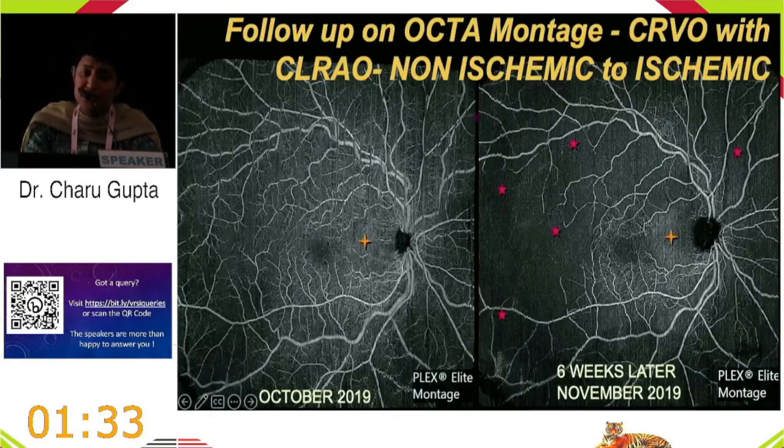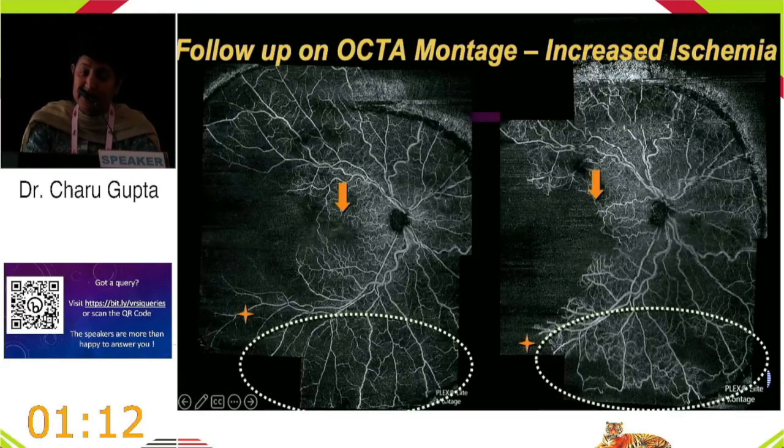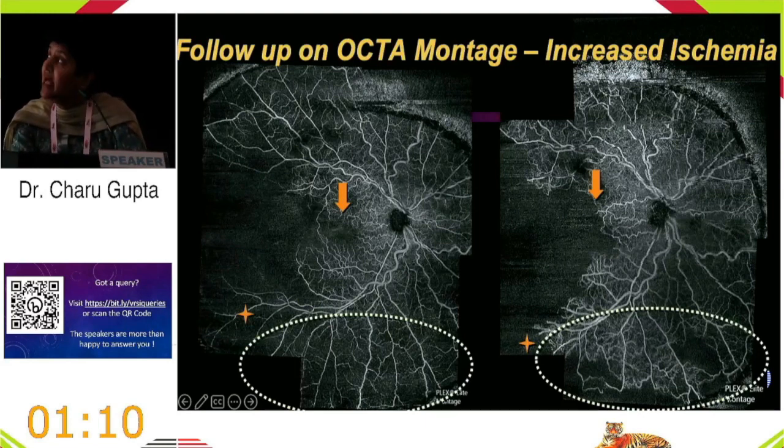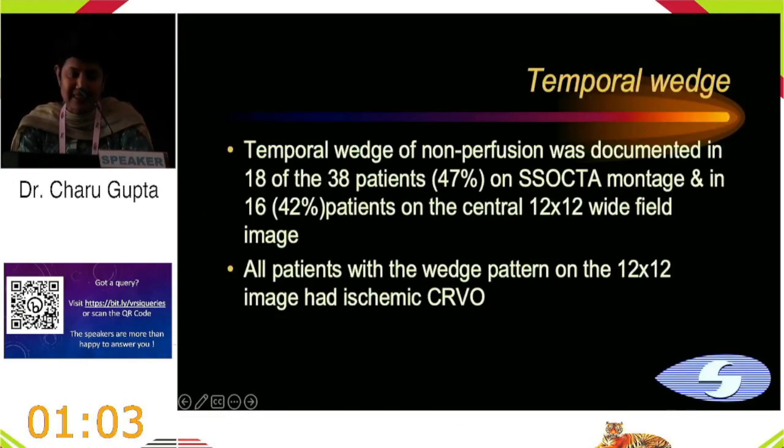This is another patient with a CRVO with a severe retinal artery occlusion. And within 6 weeks, there's a marked increase in the CNP areas on the OCTA montage. This is the patient 3 months down the line on the OCTA 12x12. You're able to see that the non-ischemic is changing to ischemic, and it's already coming on. The wedge pattern is seen in the macular area. This is another patient who came as ischemic, and on follow-up after 2 months, the area of ischemia has increased. This would be a high tendency to develop neovascular glaucoma.